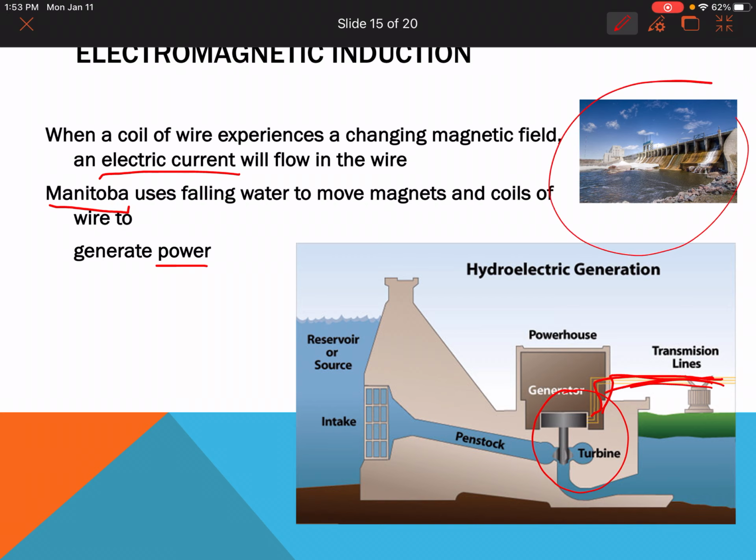We've got a bunch of generating stations in the province. If you were in class, I would show you some videos of that, and maybe we'll do that when you come back, because it's kind of important.